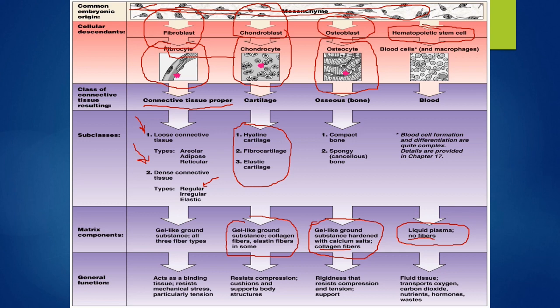An example of the dense irregular connective tissue is the type of connective tissue that's found in joint capsules and in aponeuroses, where the collagen fibers are more oriented in an irregular fashion compared to the parallel, regular, repeating alignment of the collagen fibers that are found in tendons and ligaments.